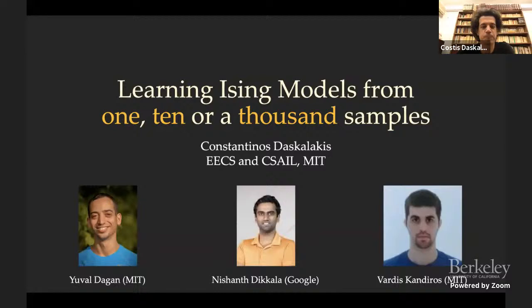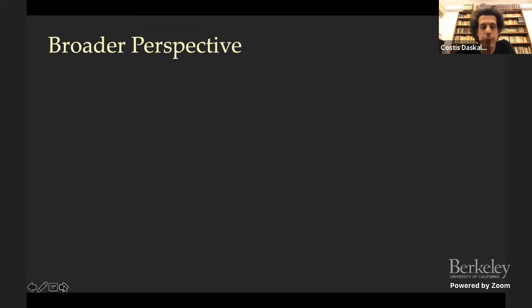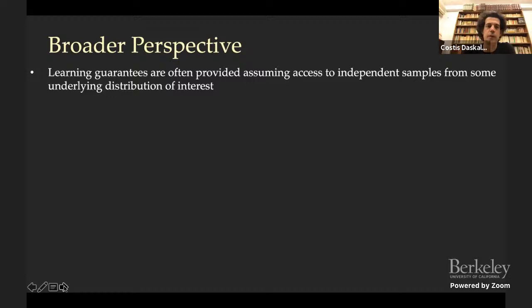Before I jump into the Ising model itself, I'd like to spend a little bit talking about the broader research perspective. This is motivated by the common operating regime that we prove learning results for, which is that in which we have access to multiple independent samples from some distribution of interest.